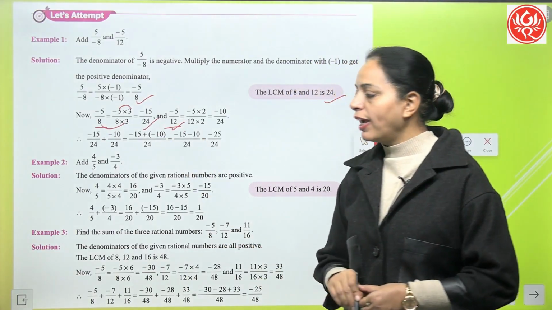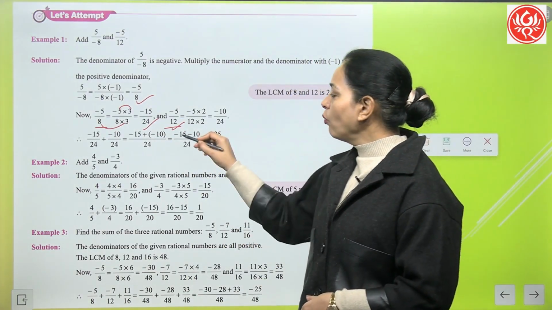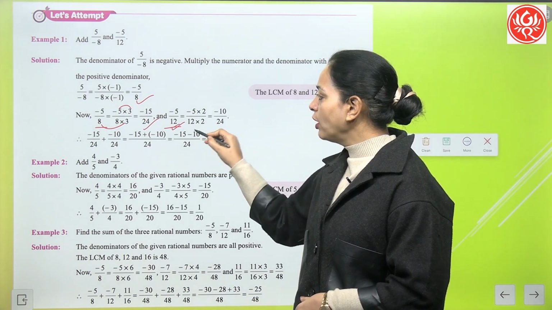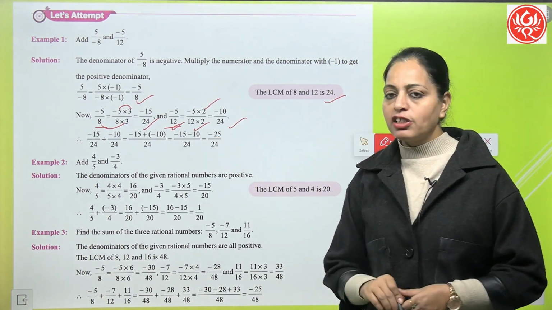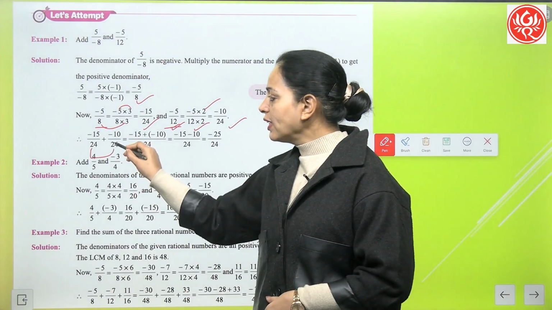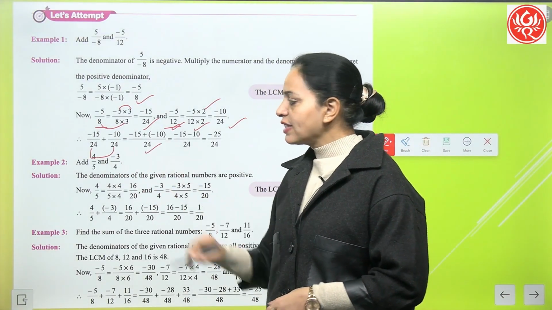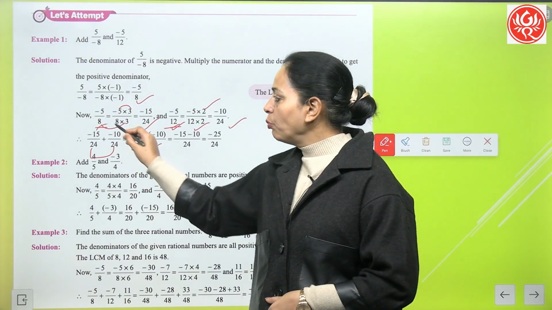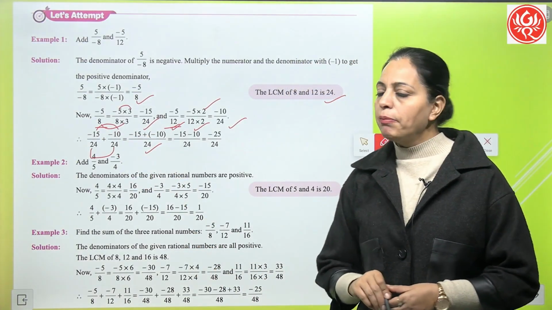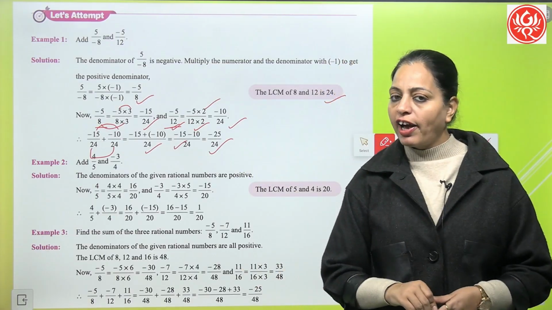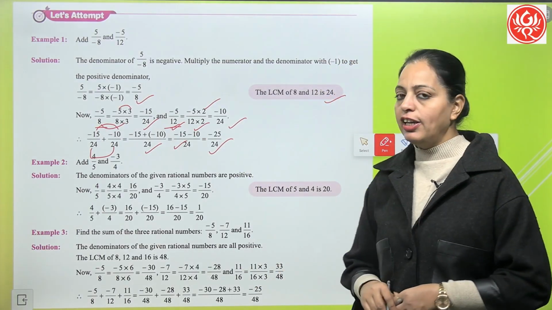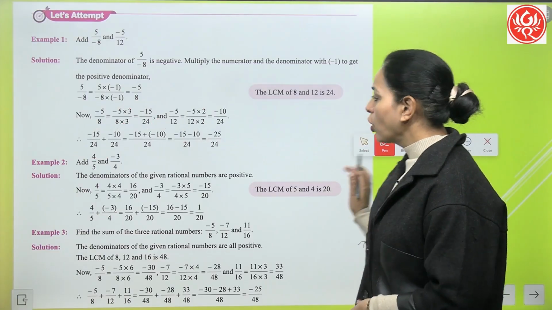minus 15 by 24. And the second one, minus 5 by 12 है. 12 into 2, minus 5 into 2, minus 10 by 24. दोनों को add कर देंगे. 24 as it is लिखेंगे. Now add numerator minus 15 minus 10. So it becomes minus 25 upon 24. Right? Now come to next.